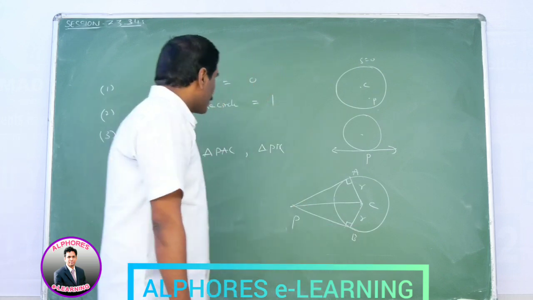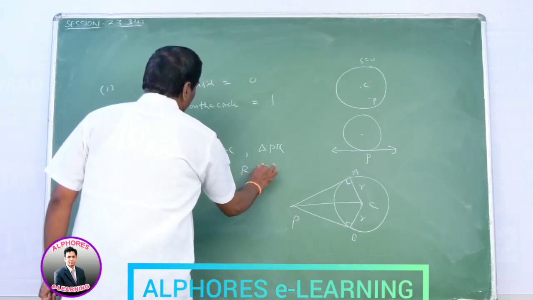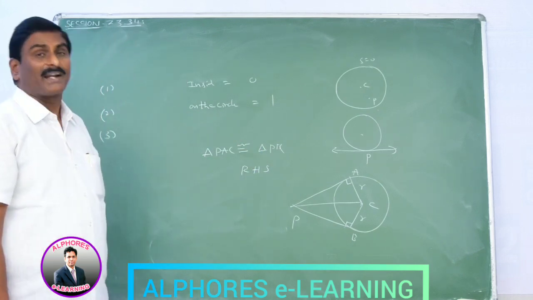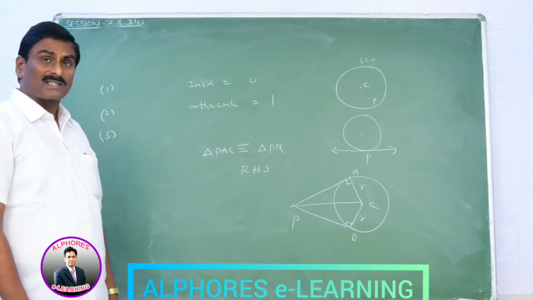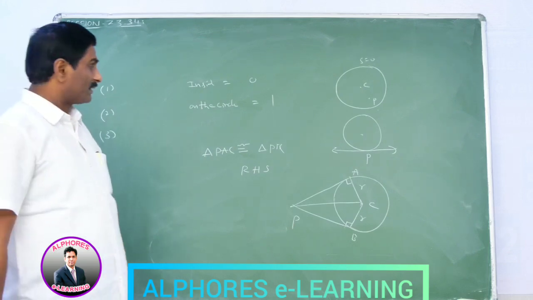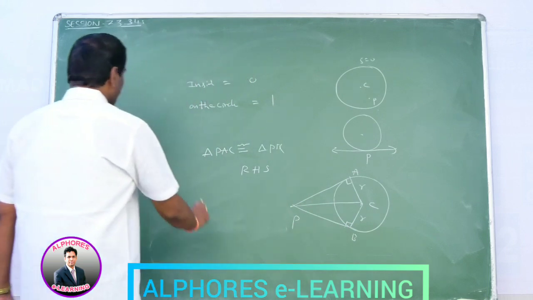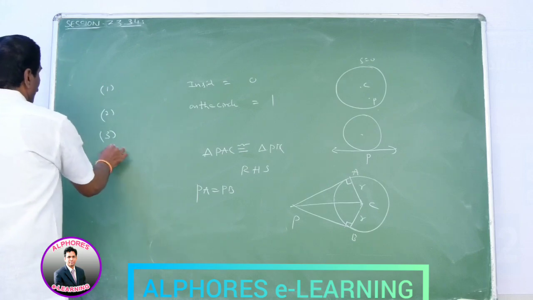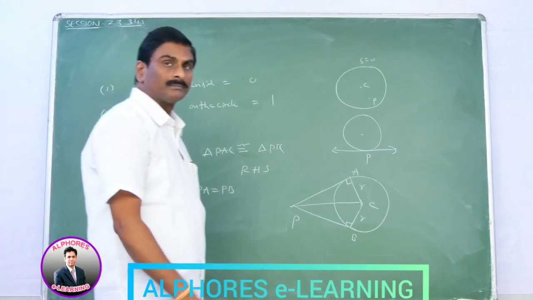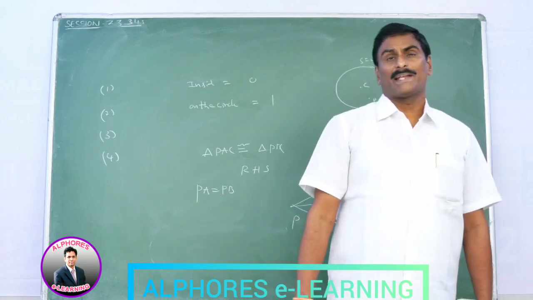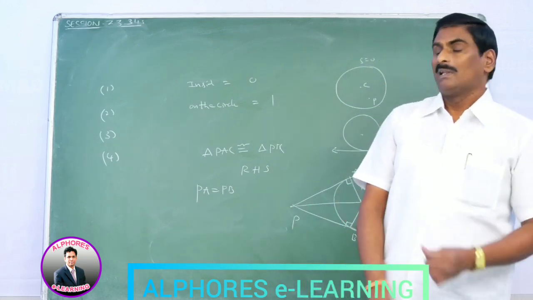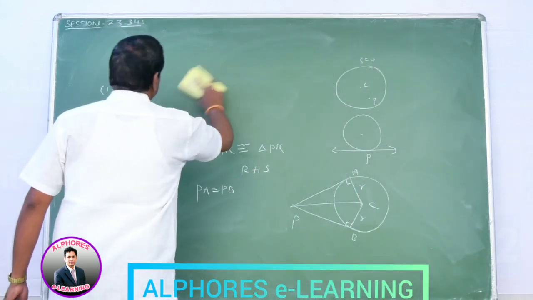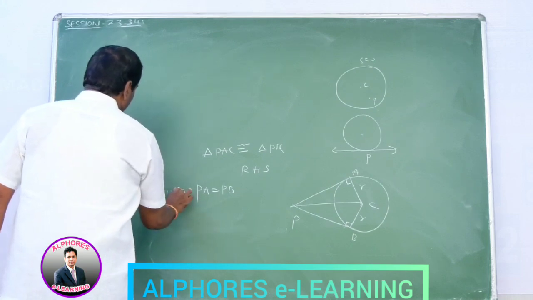By using the RHS property, right angle hypotenuse side property, these two triangles are identically equal. Two triangles being identically equal means the corresponding sides are equal. That means PA is equal to PB. Please note this point, fourth one. From the external point, we can draw two tangents. The lengths of these two tangents are equal. That is, PA is equal to PB.